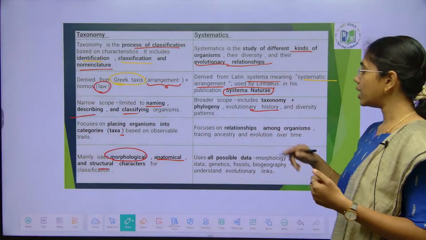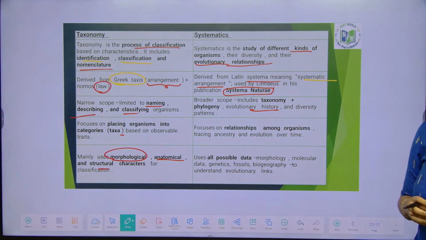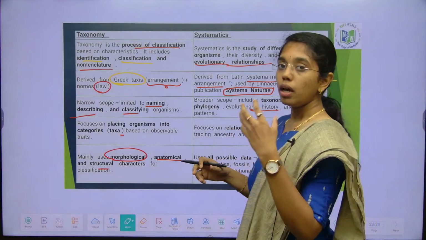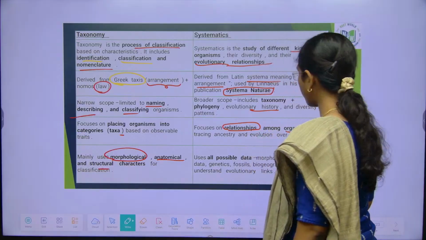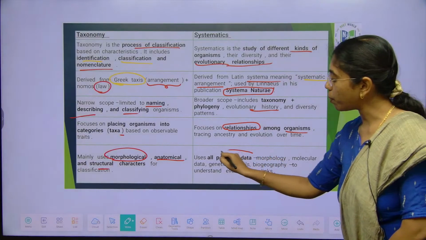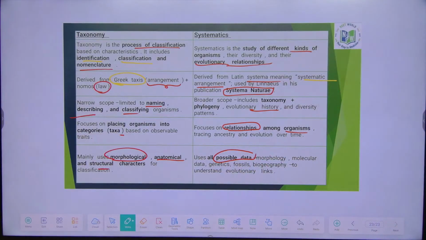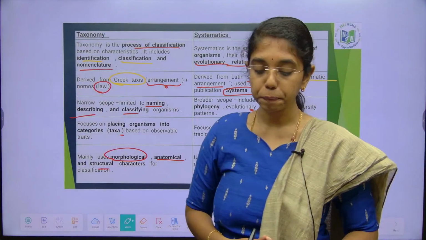So, evolutionary history is also taken and different diversity patterns are also analyzed via systematics when phylogeny is considered. This focuses on relationships among organisms, tracing ancestry and evolution over time. This uses all the possible data: morphology, molecular data, genetics, fossils and biogeography to understand evolutionary links. These are the key differences between taxonomy and systematics.